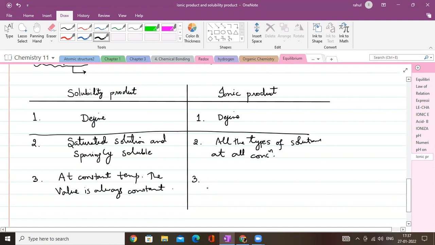of the active molar concentration of ions, that means the more the number of ions, the more will be the value of the ionic product. That means the value is not constant. I repeat, the value is not constant and changes with concentration. So this is the difference between the two which we have done just now.